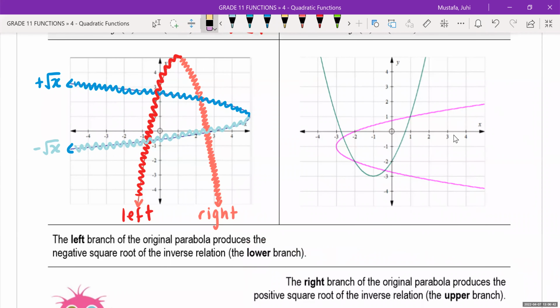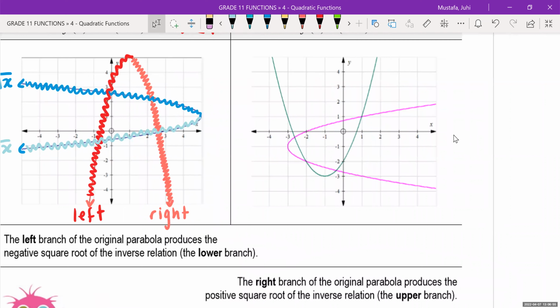That's a lot to remember, a lot to think about and almost like memorize. But let's do one more example and see if it makes sense. So again, in this question, I have my original parabola in the green, and if the original parabola opens up, then the inverse opens to the right. Okay, so up and right.